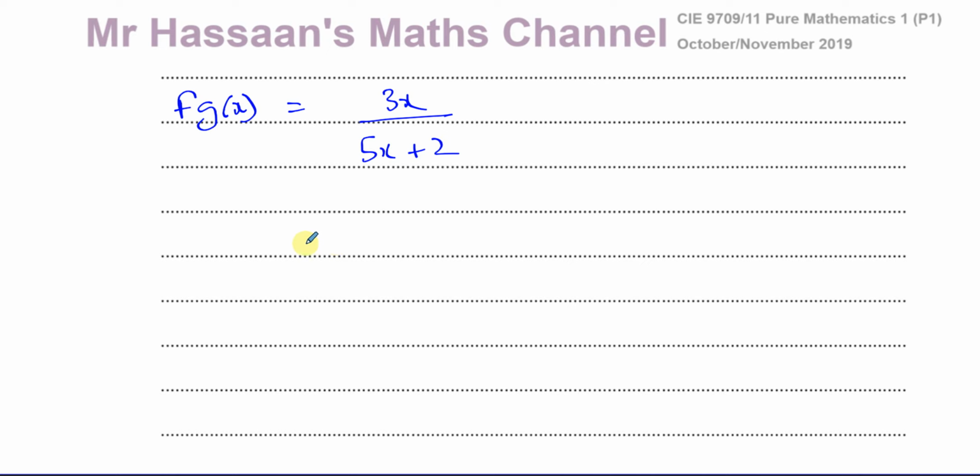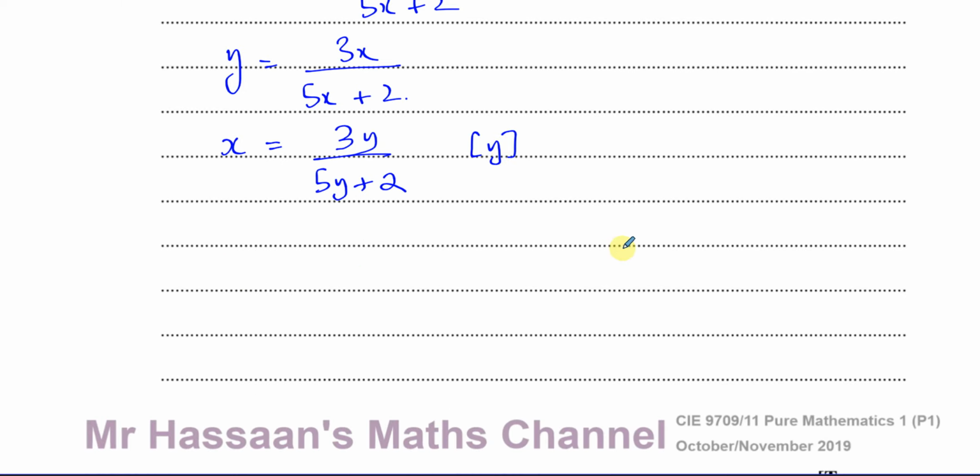To find the inverse function, the first step is to call the original function y, and you have 3x over 5x plus 2. And then at this stage, I like to swap the x and y around. So I'll write y as x, and I'll write x as y. So wherever I see x, I call it y. Wherever I see y, I call it x. And now when I make y the subject of this, I will have got the expression for the inverse function. So I'm going to now make y the subject.